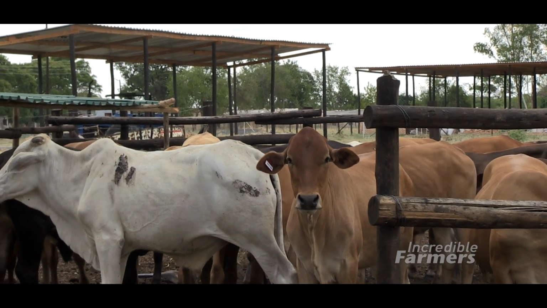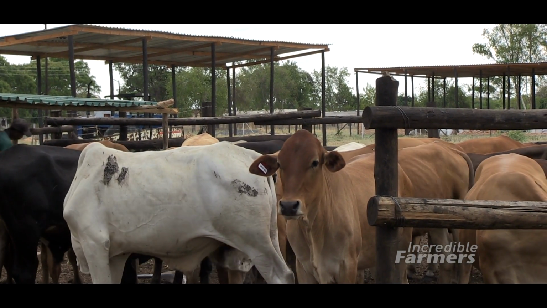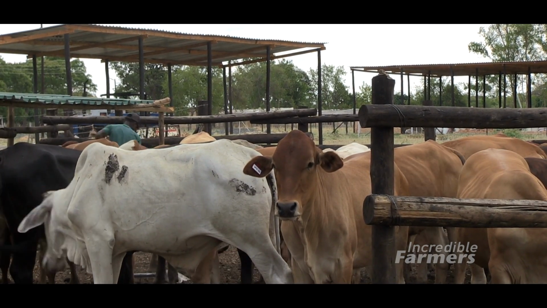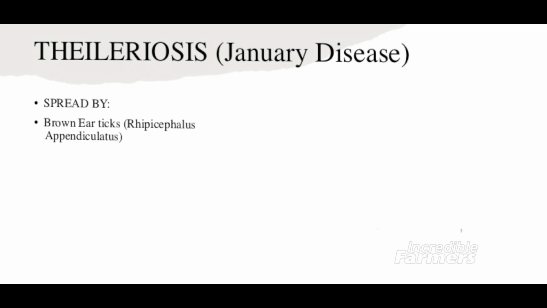What causes January disease? January disease is caused by a hemoparasite known as Theileria parva, and this Theileria parva is spread by ticks known as the brown ear ticks. These brown ear ticks are scientifically known as Rhipicephalus appendiculatus. They are normally resident in the ears and the head of the animal, and they spread this disease known as January disease. And this parasite is the one which is responsible for January disease.